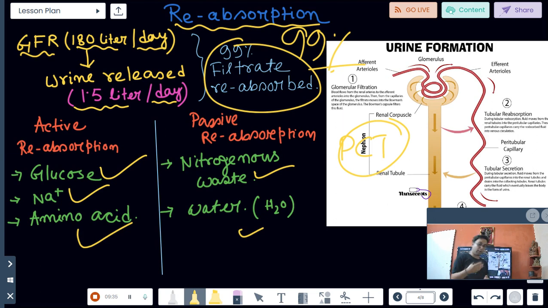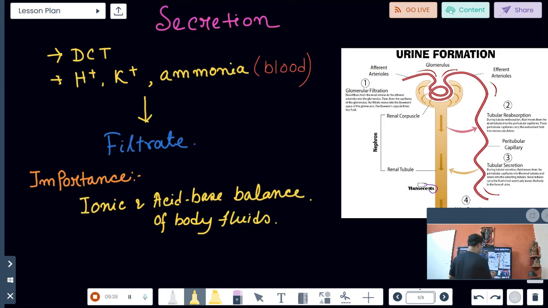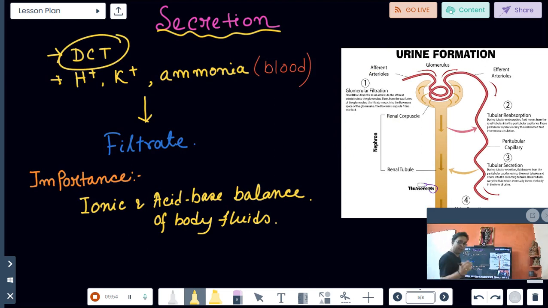So now we go to the third step of urine formation. This is the secretion. A first question arises in your mind, where does the secretion take place? The main site of the secretion is the DCT. You already know the full form of the DCT, that is the distal convoluted tubules.